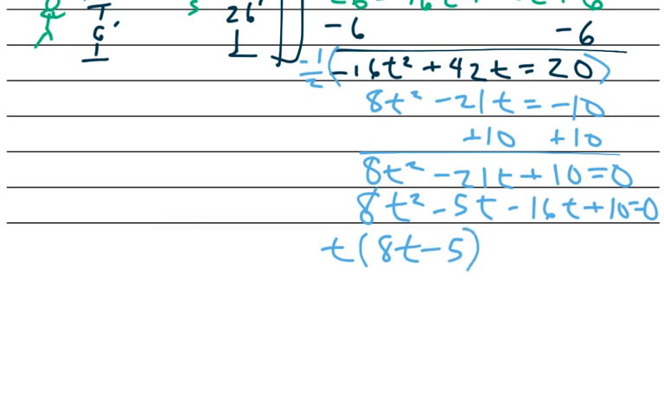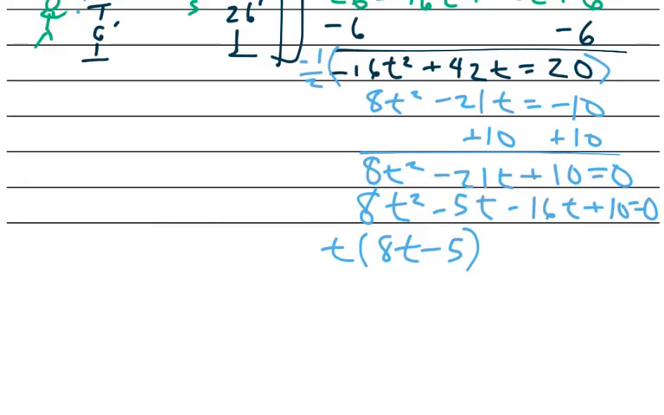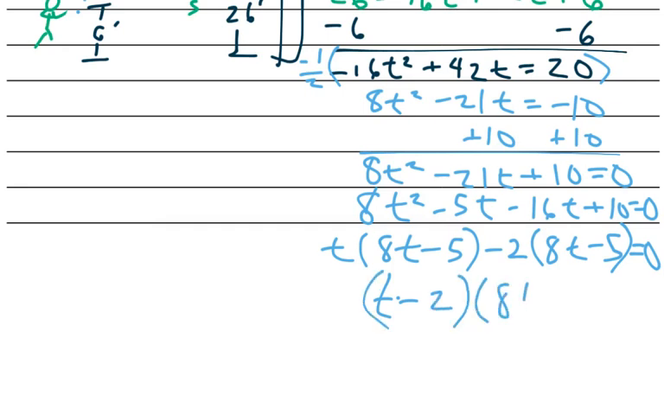I always kind of felt unsure when I got weird things like that, because I got so in the habit of seeing everything else being like 2s, 4s, 11s, whatever they might be. So hopefully you feel a little bit more assured when you get to the next part and you pull out a negative 2, which leaves you with 8t minus 5 is 0. Then we got t minus 2 times 8t minus 5 is 0.